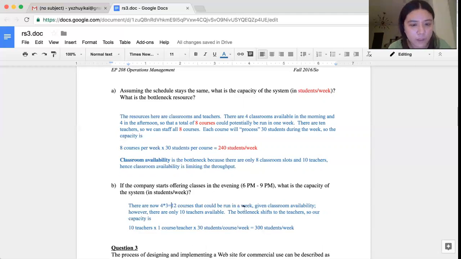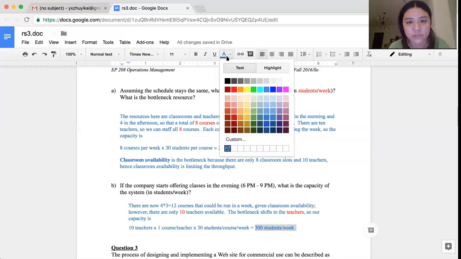And what is the same here is there are only 10 teachers available. We still only have 10 teachers available. So the bottleneck shifts from the classroom availability to the teachers. And our capacity is 10 teachers times 1 course per teacher times 3 students per course per week. And this is 300 students per week.